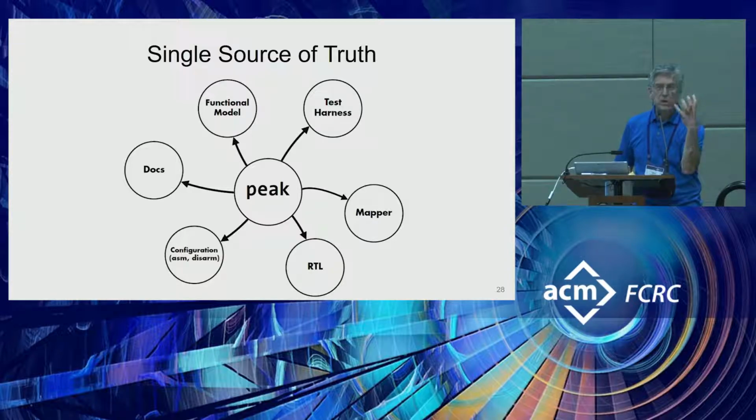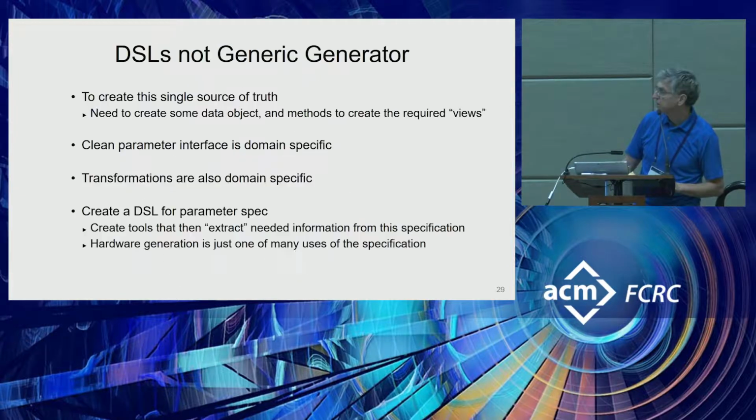So you encode that information in a domain-specific language that can then be interpreted by other agents that can pull these other views. So that leads to this notion that we need DSLs, not generic generators. And that doesn't mean that we can't use the generator technology that's out there. I'm all in favor of generators, but I think we really need to maintain end-to-end systems. We need something more than that.